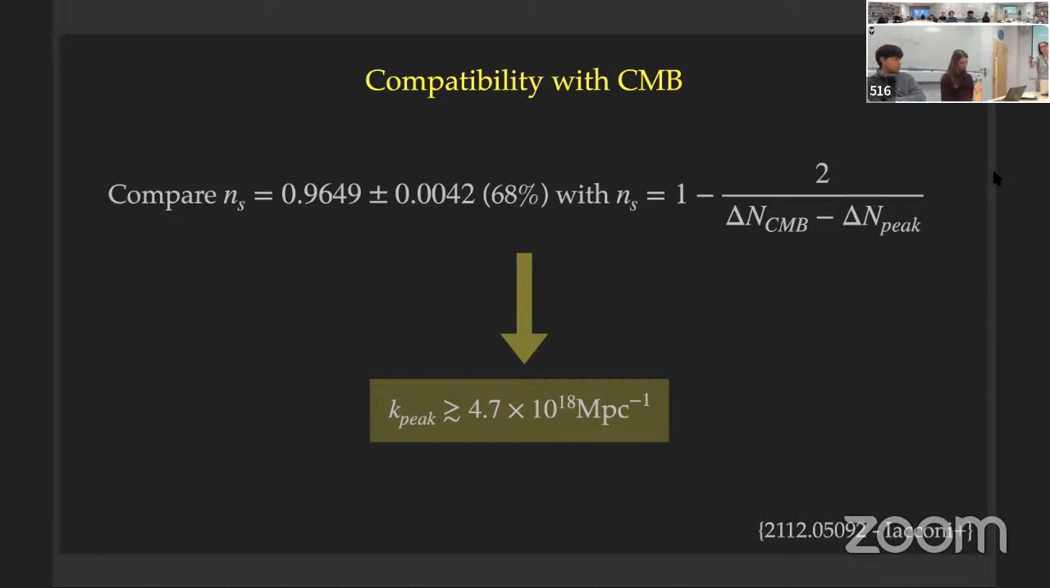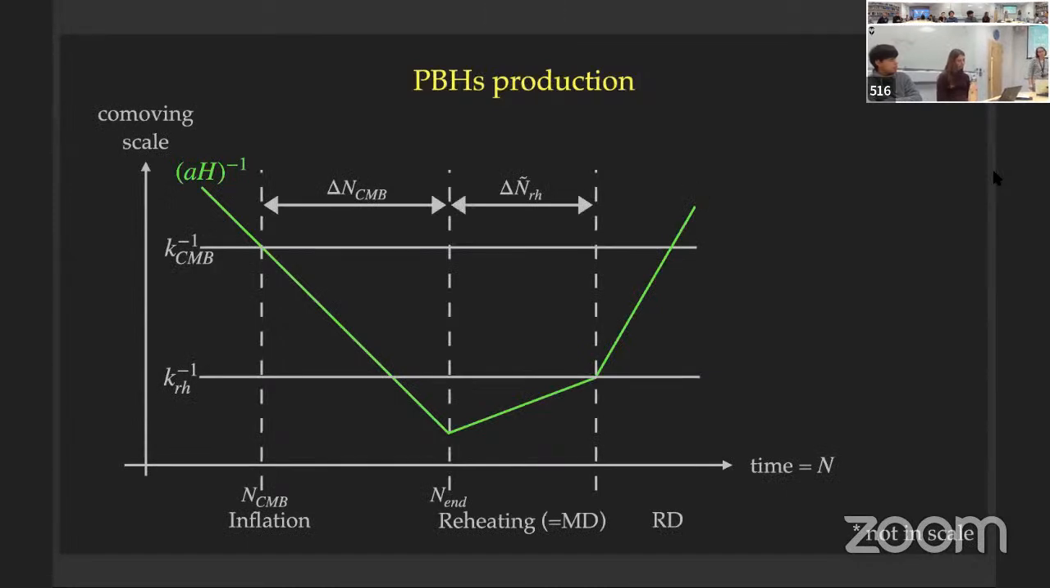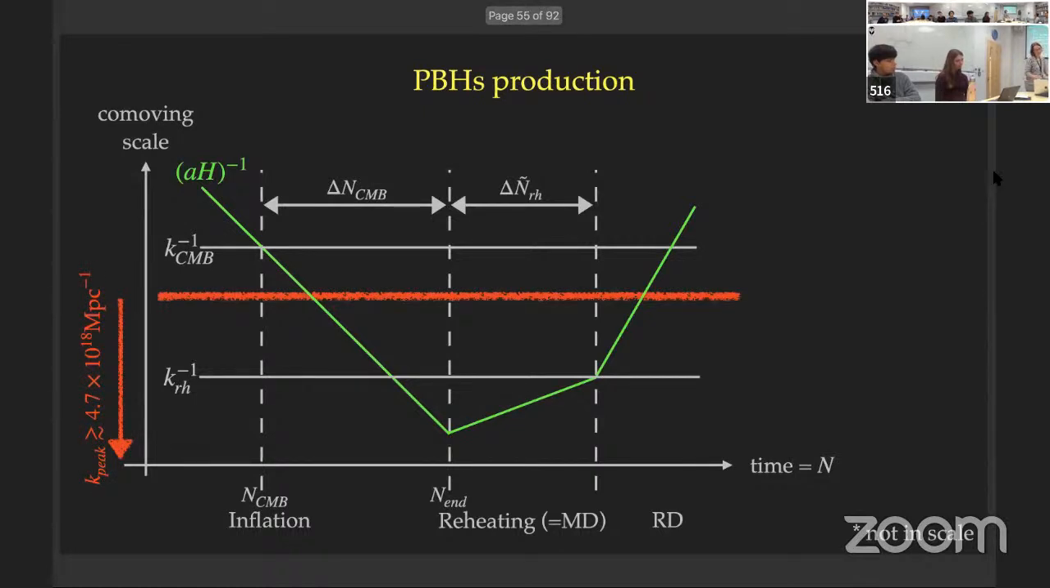Because you have bounded the position of the peak not to be on certain scales. So for primordial black hole production, you have two scales, the CMB scale and, here I also put the reheating scale, which is the scale that re-enters the horizon at completion of reheating. And the bound that I've shown you before is just telling me that I cannot pick peak scales that are above this red line. They have to be below, okay, if I don't want to spoil the CMB.